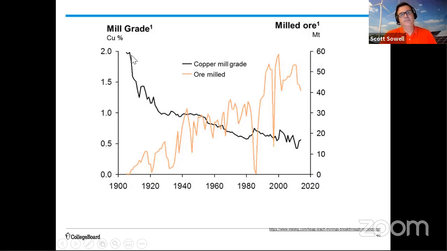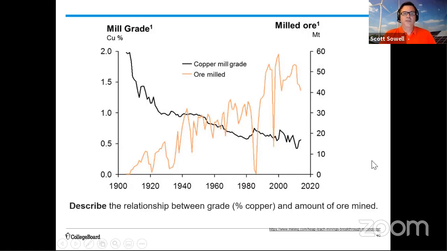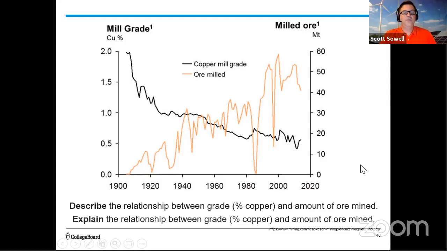But also at the same time, the grade or the percentage of target material, which is copper, has gotten lower and lower and lower. So if we think about being able to describe that relationship, they're kind of inverted from each other. As one goes up, the other one goes down. But then if we had to explain it, this is where that understanding of high grade ore and low grade ore comes into play. That as I mine more and more of the high grade ore and I deplete that resource, what's left is lower grade ore. And to get the same amount of copper, I have to actually mine more and more of the ore.